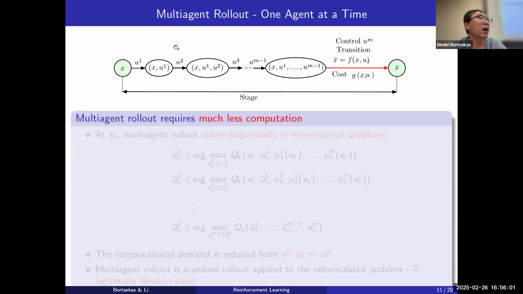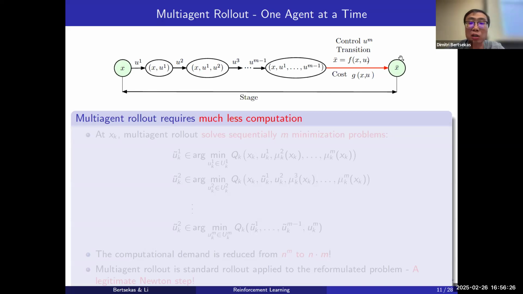So the remedy we have discussed earlier is multi-agent rollout, whereby we consider one agent at a time. It requires much less computation. So to this end, we consider this equivalently formulated problem where the control is unfolded.